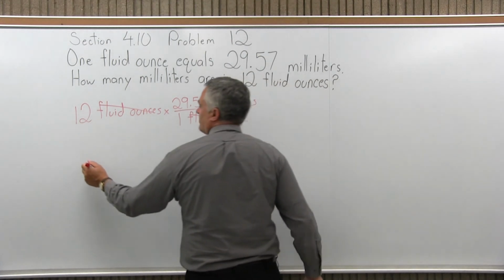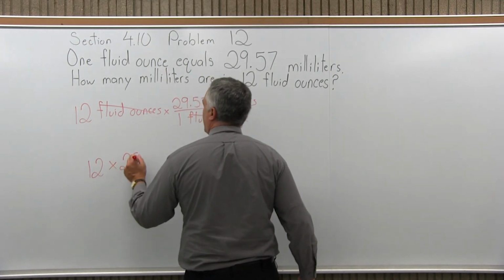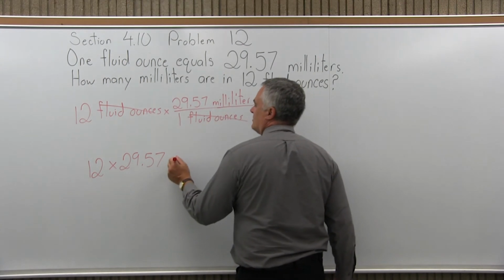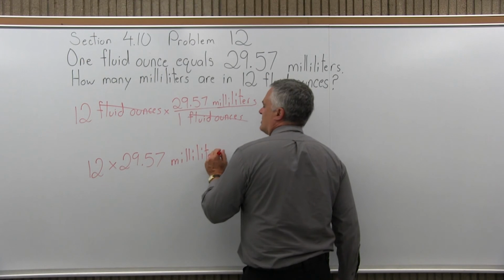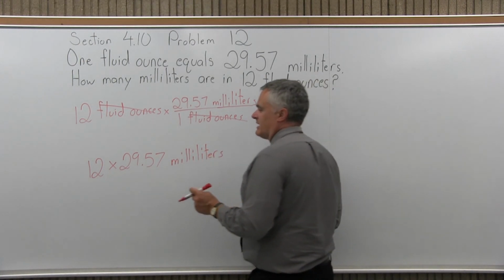So the math that I'm going to have to do, I will have 12 times 29.57. And again, my units of measure will be milliliters. Now, that's not something that most people will be able to do in their head. It's very tedious to do by hand. I would recommend using a calculator.